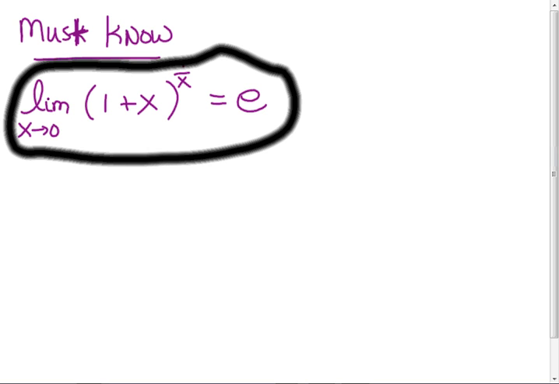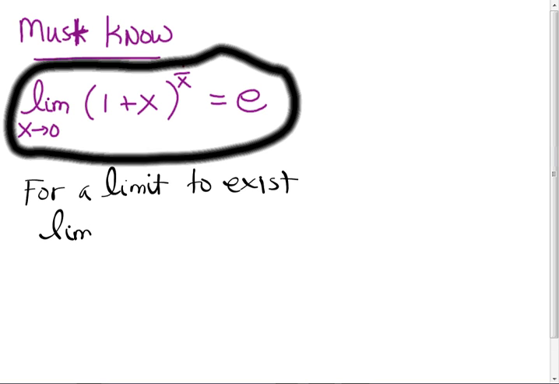Excellent. For a limit to exist, and there's value in writing this down, even though I'm going to print it and you can print it out, the limit from both sides has to be the same. The limit from the left of f of x has to equal the limit from the right.